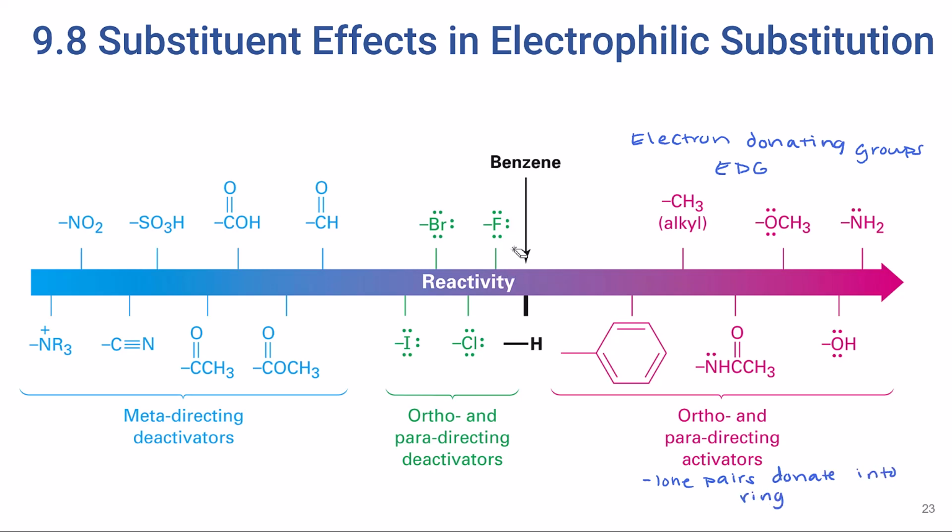The halogens also have lone pairs that can donate into the ring, but these are actually deactivators because they are electronegative and withdraw electron density. These are still ortho-para directors. They're kind of our oddball atoms here.